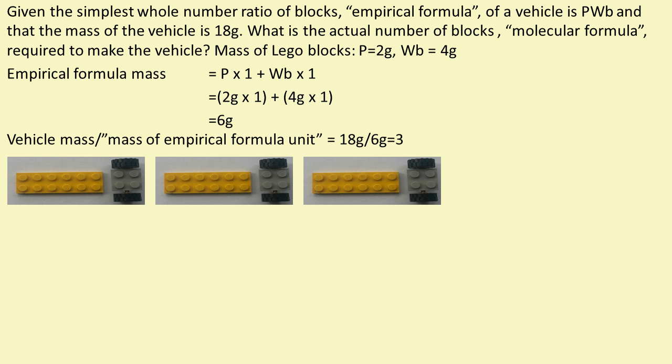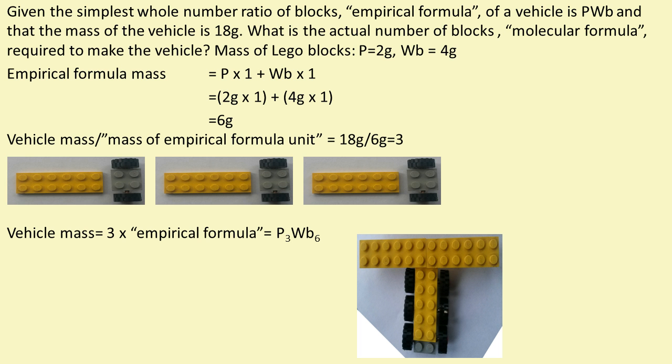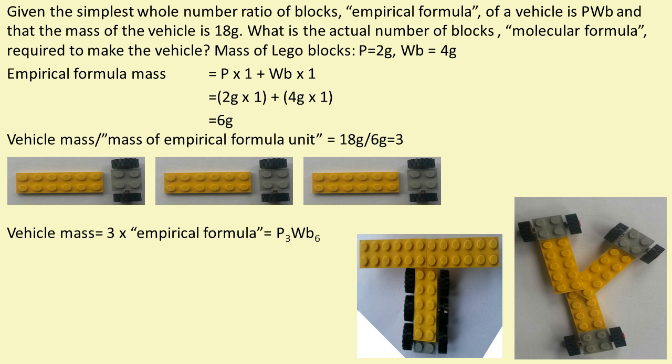Thus, a vehicle could be summarised as P3WB3, which, if this was a molecule in chemistry, would be its molecular formula. Two possible vehicles are shown at the bottom of the page.